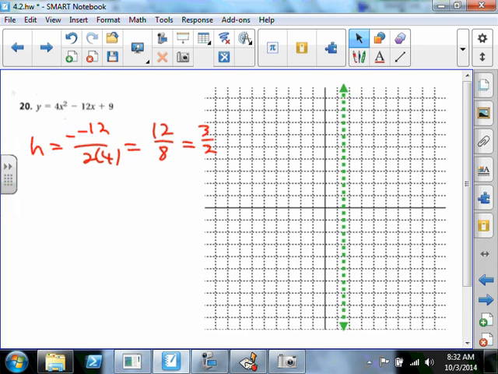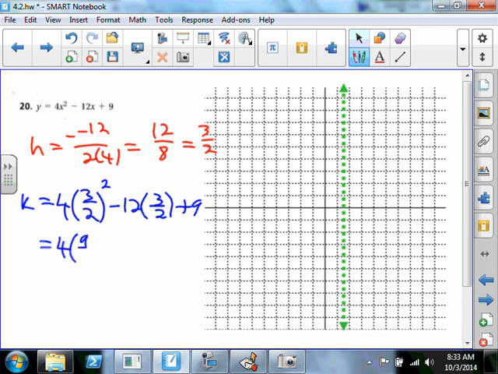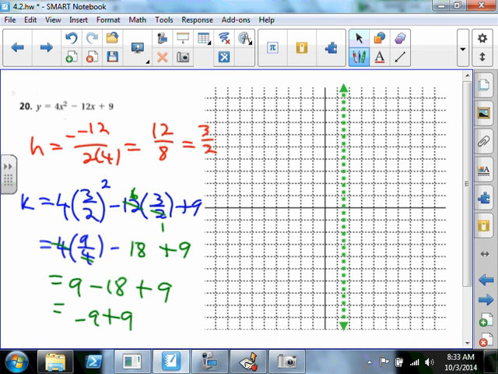There we go. And so my k is going to be, now do you want to see me calculate this with a fraction just for practice's sake? So it's 4 times (3/2) squared minus 12 times 3/2 plus 9. So this is 4 times 9/4 minus, I'm going to cross cancel, that's a 6 and a 1, so that's minus 18 plus 9. That cross cancels. That's 9 minus 18 plus 9, so that's negative 9 plus 9, which is 0. So the vertex is (3/2, 0). There's my vertex right there.